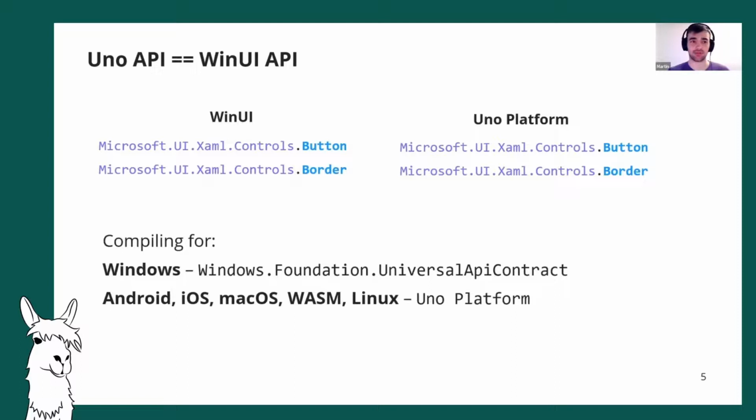The trick that UNO platform is using is that it has the same exact API set as WinUI. So as you can see on this slide, when you have a button in WinUI, it's in the Microsoft.UI.Xaml.Controls namespace. Then you have the same namespace and the same type with the same members, properties, events, methods, everything in UNO platform. So now you can take the same code base and compile it on Windows against the Windows APIs, and then take it to all the other targets and just compile them against UNO platform, which provides the same API surface and the same functionality that you expect in Windows applications.